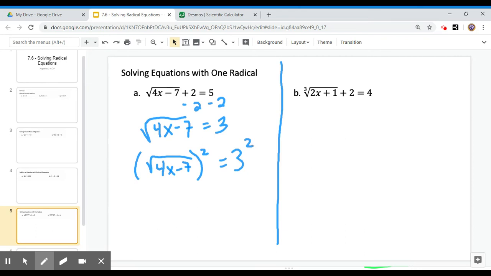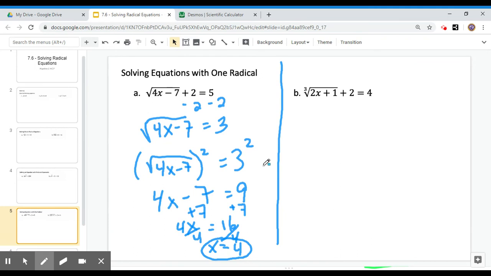So now that we've squared both sides, we have 4x minus 7 equals 9. And now this is just a two-step equation that we're going to solve. So add 7 to both sides, and then 4x equals 16. Divide by 4 to get x alone. X equals 4.